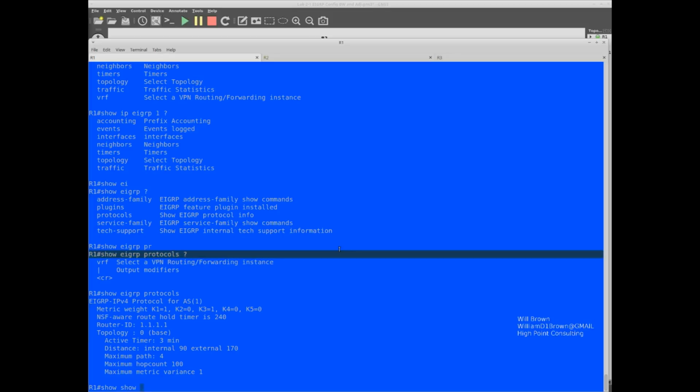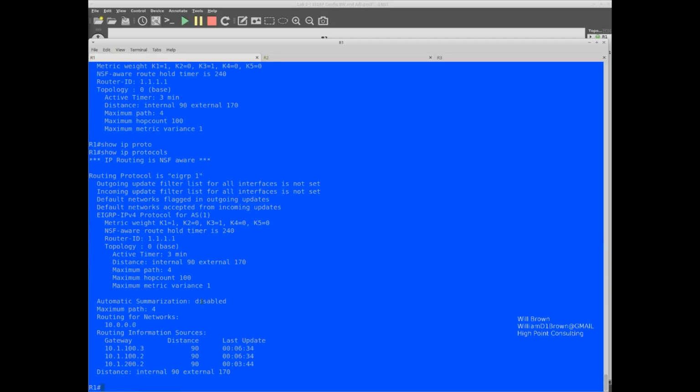In the show ip protocols output, we see the EIGRP AS, the K values, the router ID, the timers, path variance. We'll use variance later. Automatic summarization is disabled. In earlier versions of IOS, auto summarization is enabled by default, and we have to turn it off.